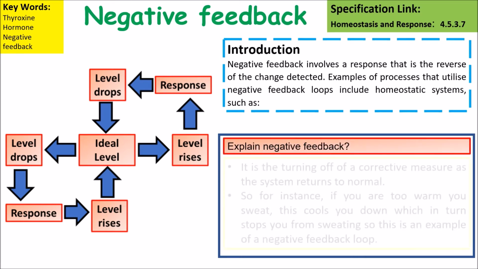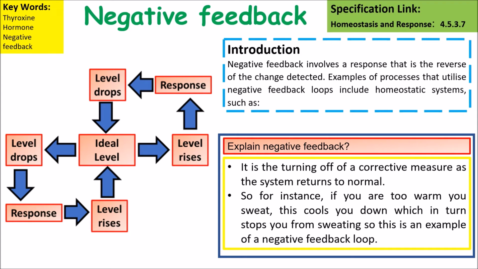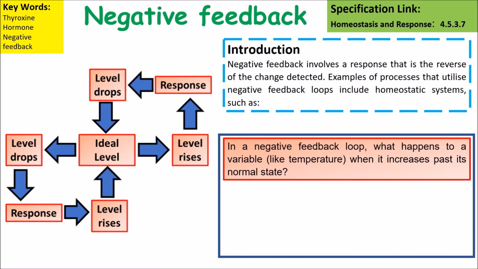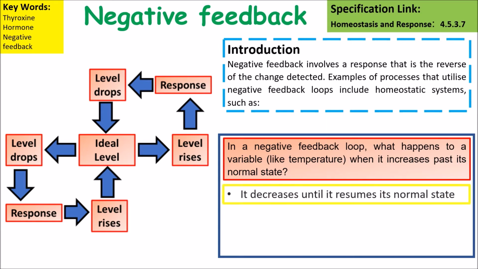So an example of negative feedback, or if we're looking at explaining negative feedback, it is the turning off of a corrective measure as the system returns to normal. For instance, if you're too warm, you sweat, this cools you down, which in turn stops you from sweating because you don't want to cool down anymore. So that's your example of a negative feedback loop. A negative feedback loop happens to a variable like temperature when it increases past its normal state, so it decreases it until it resumes its normal state.